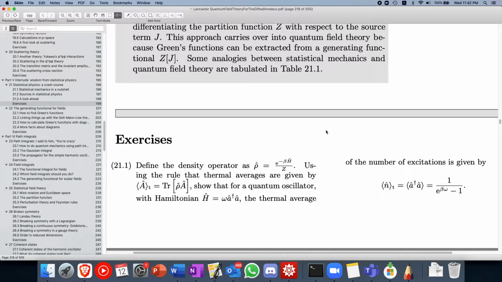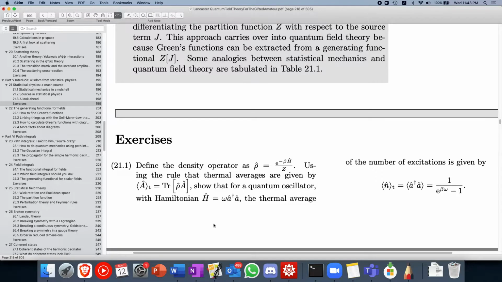And today I'm here with another quantum field theory exercise, and actually this one is not really that much of QFT but more of quantum statistical mechanics. So it is exercise 21.1. We're moving on to StatMech, and it says: define the density operator as this, and using the rule that thermal averages are given by the trace of the density operator with the quantum operator, show that for a quantum harmonic oscillator with the Hamiltonian given as this, the thermal average of the number of excitations n is given by this.